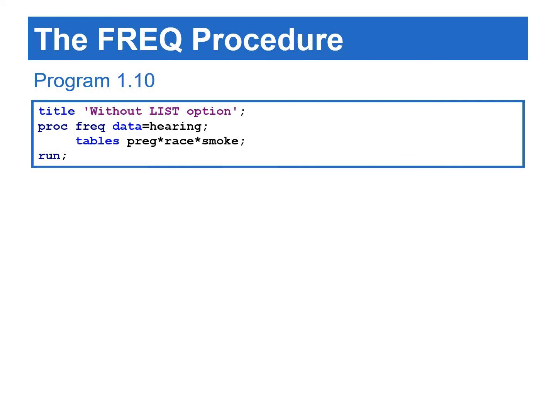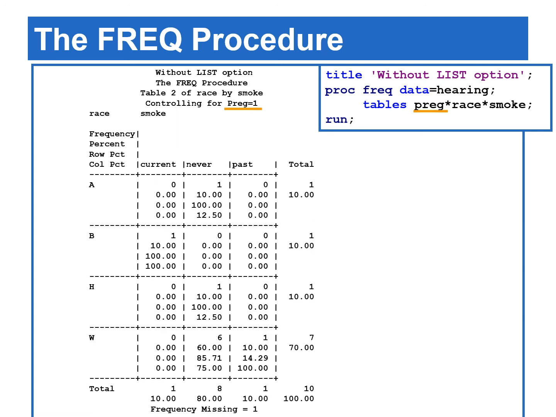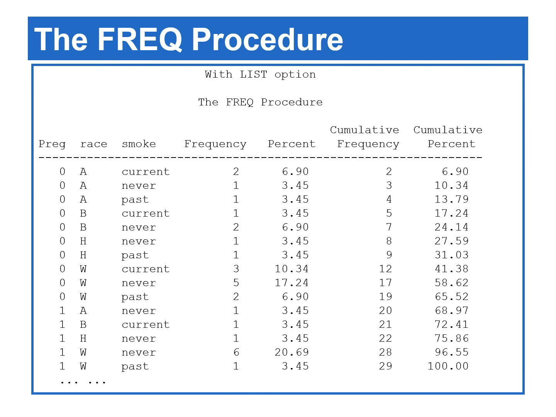Program 1.10 illustrates the difference in the output when using or not using the LIST option. We start with the program without using the LIST option. Here's the first part of the generated result, which contains a cross-tabulation table between race and smoke for FREQ equaling 0. Here's the second part of the generated result, which contains a cross-tabulation table between race and smoke for FREQ equaling 1. Using the LIST option creates an n-way table in list format. Here's the partial output by using the LIST option.